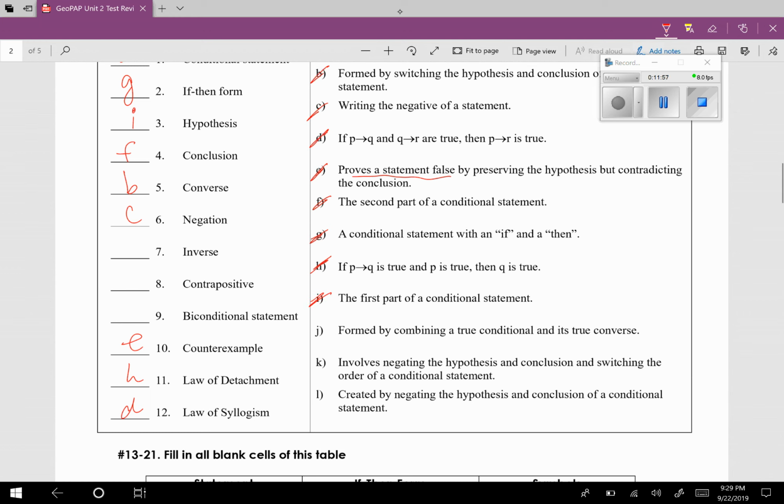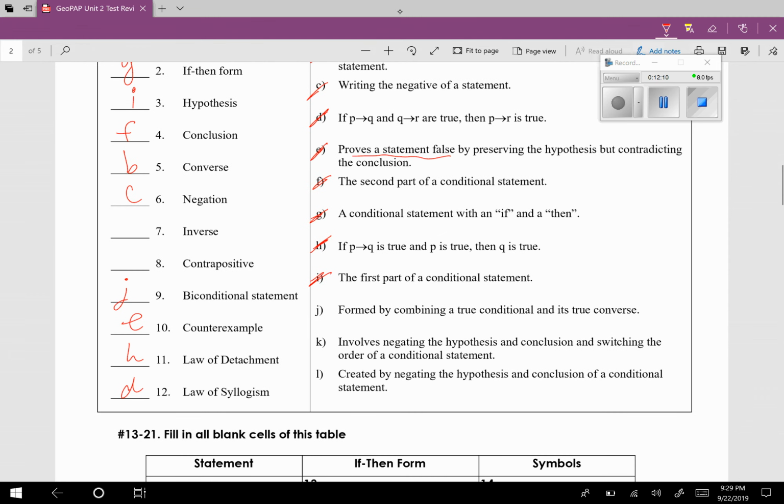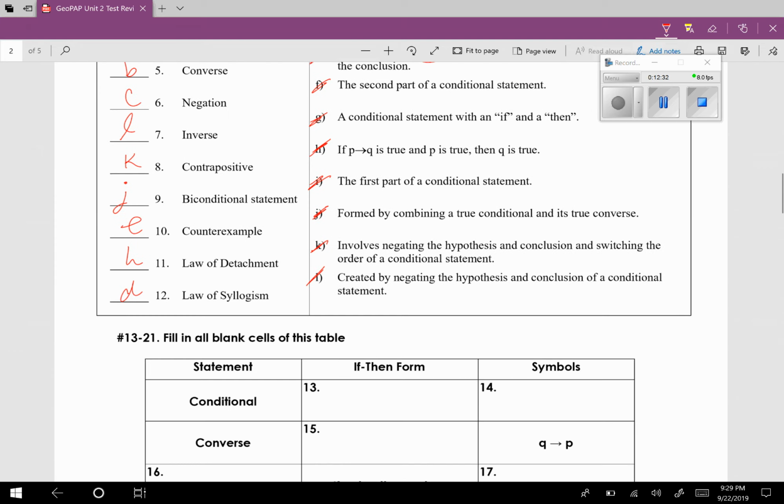Okay, formed by combining a true conditional and its converse. Okay, that's the biconditional. So that's J. Just remember that because it's combining 2. So the prefix bi. Alright, and then K involves negating the hypothesis and conclusion and switching. That's the contrapositive, because remember we said the contrapositive, the longest word does the most things. Okay, created by negating the hypothesis and the conclusion, that's just the inverse, so that's L. So that's your vocab there.